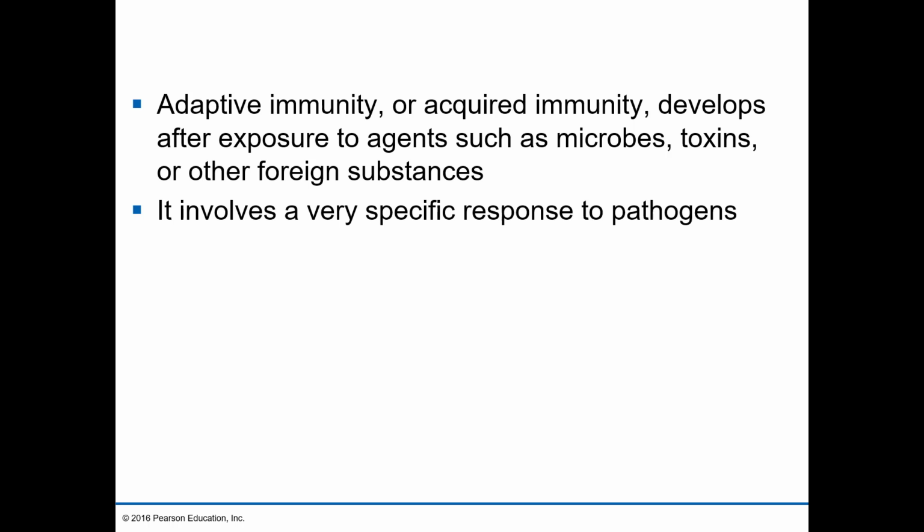Now, adaptive immunity is also called acquired immunity, and this is what happens after we get exposed to something. So a great example of adaptive immunity would be what happens when you get the flu and you won't get that type of flu again. You become immune, or you get the chickenpox. You won't get the chickenpox again. You now become immune to that specific virus.